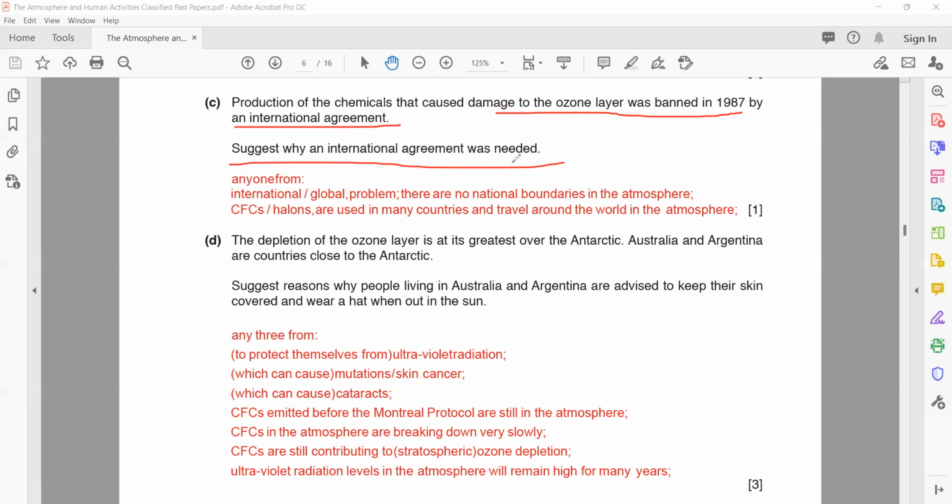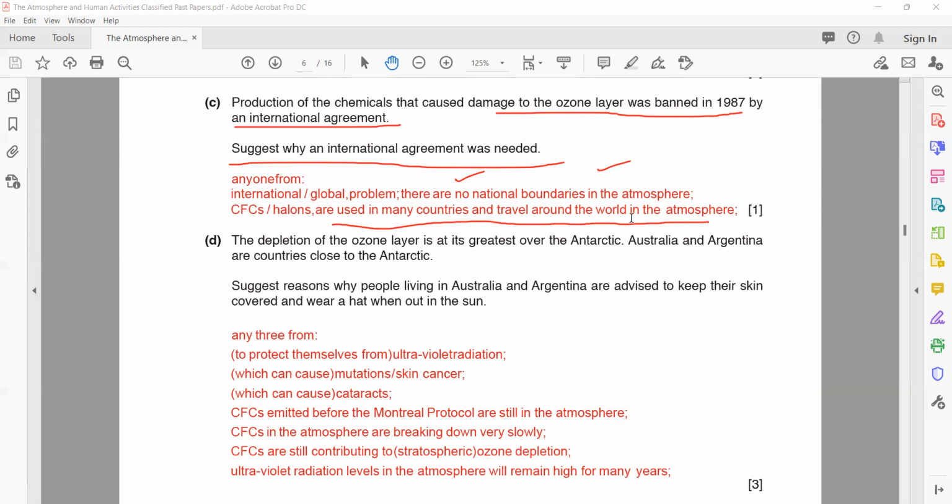For example, if only Saudi Arabia tries to reduce carbon dioxide, and UAE will not do it, Qatar will not do it, Bahrain will not do it, then there is no use, because when this carbon dioxide goes to the atmosphere, it can come over Saudi Arabia also. So for this type of problem, you should make international agreements. So here you can see that it is an international, global problem; there is no national boundary in the atmosphere. It is used in many countries and travels around the world in the atmosphere. So this is the thing. Got it?